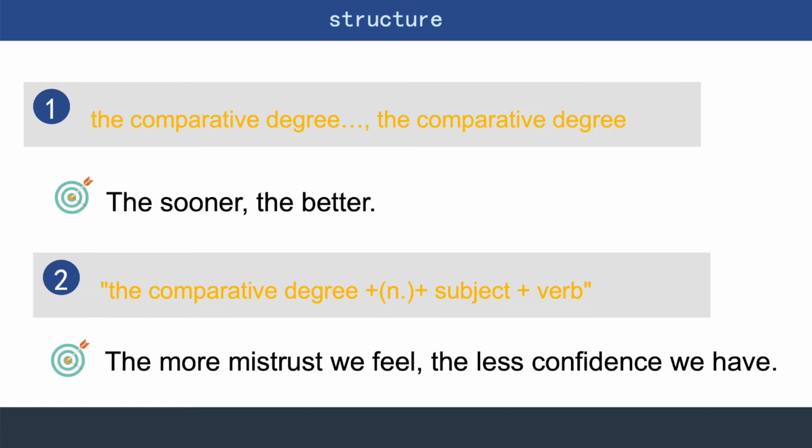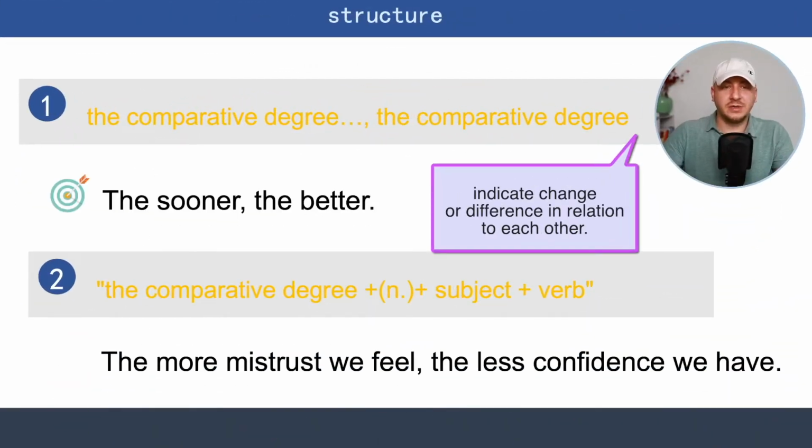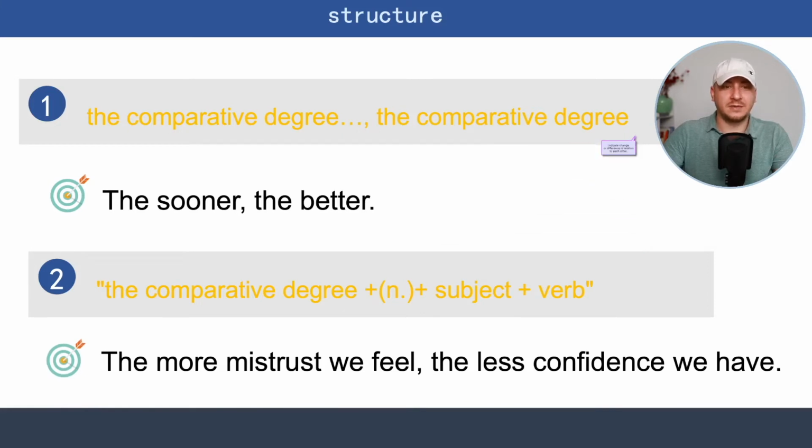If the comparative uses a noun and verb, not all do, then the structure is the comparative degree plus noun plus subject plus verb. For example, the sooner, the better, right? Another example we have, the more mistrust we feel, the less confidence we have.